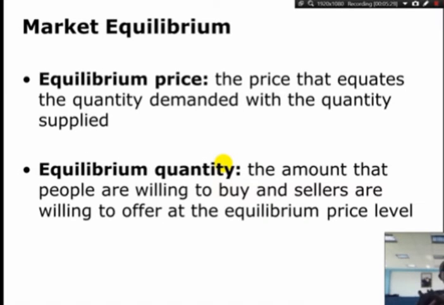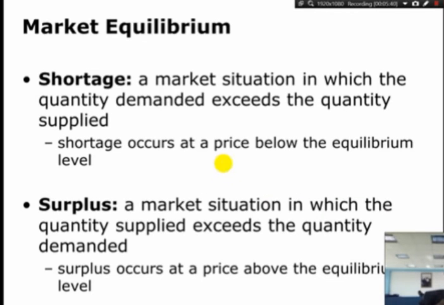Equilibrium price and quantity is when supply and demand meet: when producers meet consumers, when production meets consumption, when supply meets demand. That is the equilibrium price and quantity. You have an idea of a shortage and a surplus.